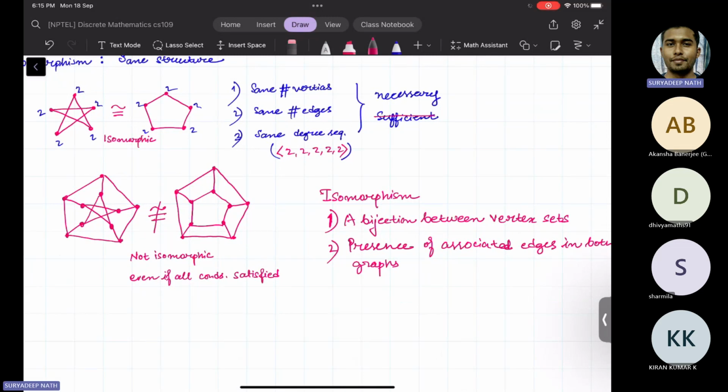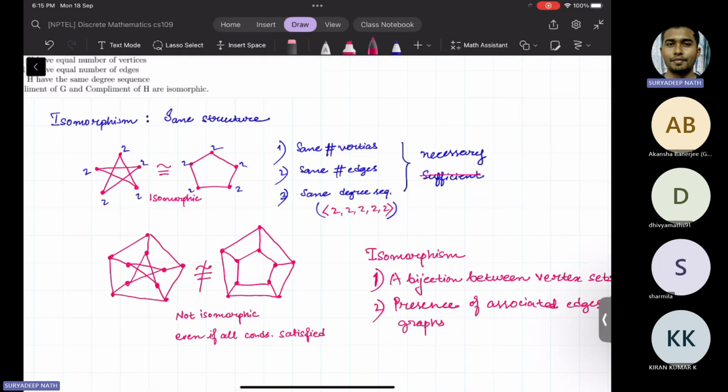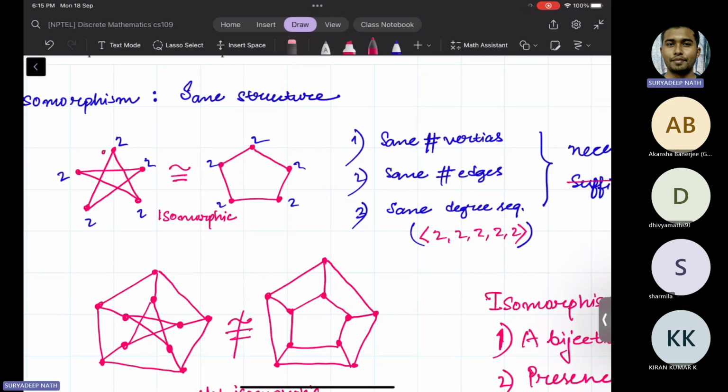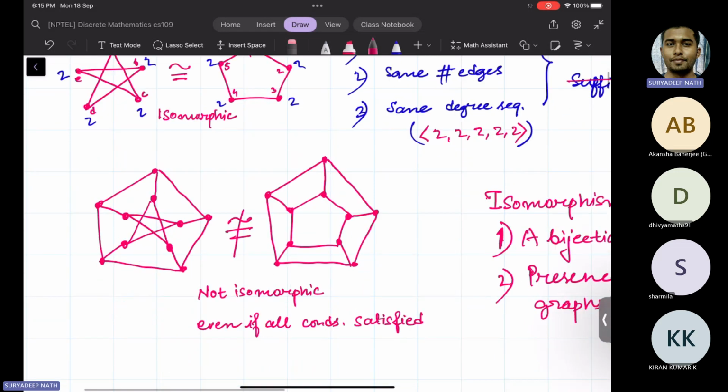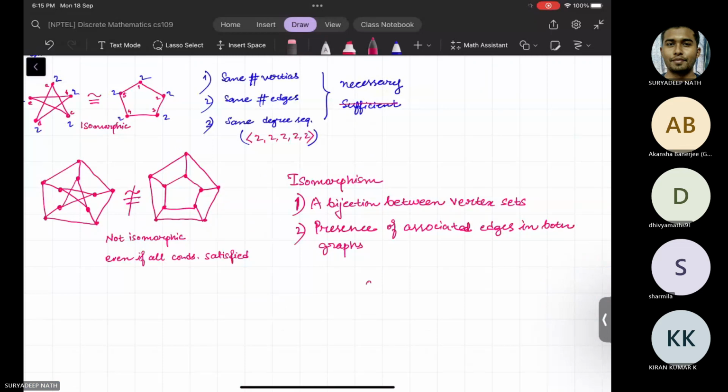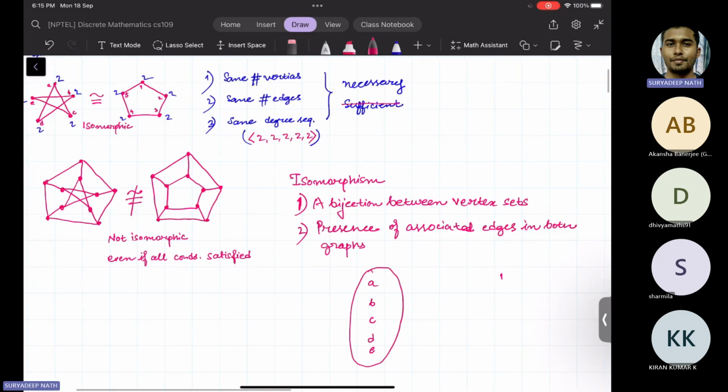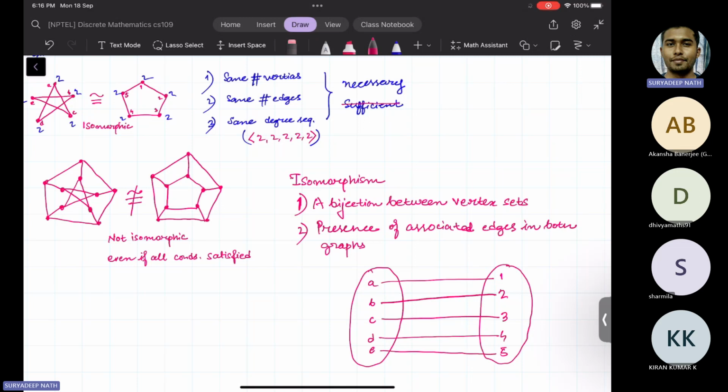one-to-one mapping. Consider the first example. I call this A, B, C, D, E, and I call this 1, 2, 3, 4, 5. So the bijection says that you can map A, B, C, D, E to 1, 2, 3, 4, 5. A is mapped to 1, B to 2, C to 3, D to 4, and E to 5. So this is a bijection. It is both a one-one and an onto function. So this is a bijection and presence of associated edges.